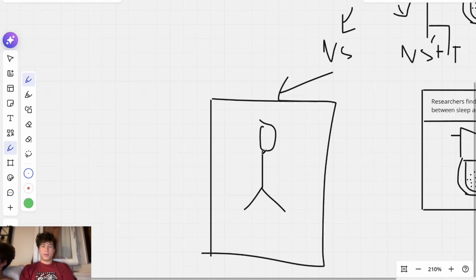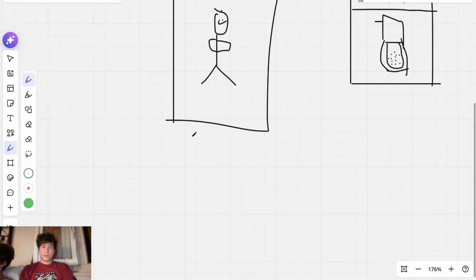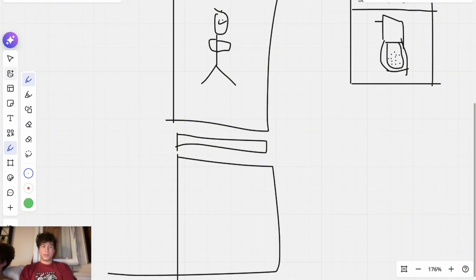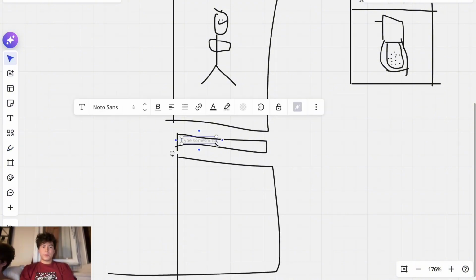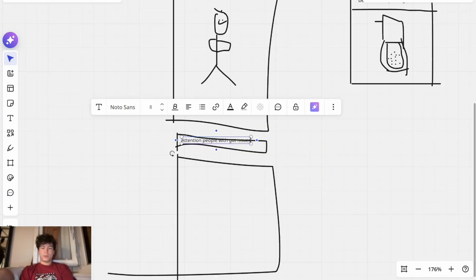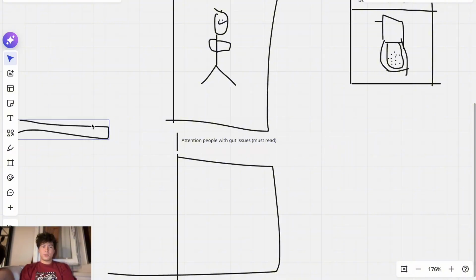like an old man maybe, and he has his hands on his gut because it hurts. And then obviously you do most of the selling in the headline and the primary text. The headline would be something like: attention, people with gut issues must read. That's kind of the headlines I was running. I'll remove this so you guys can see it.